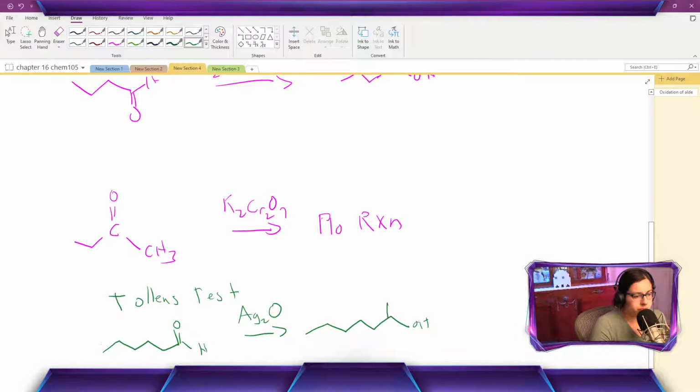OH, and then plus silver. So this is a nice test, since if you were to do it, it plates out silver. So this gives you what's called a mirror test. You would get all this plating of silver, and then that would be a positive test, knowing that you had an aldehyde.